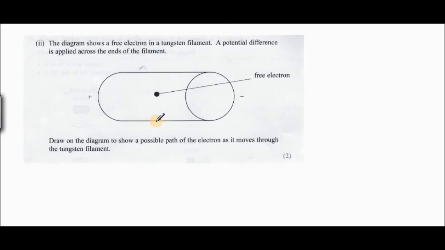The diagram shows a free electron in a tungsten filament. A potential difference is applied across the ends of the filament. Draw the diagram to show a possible path of the electron as it moves through the tungsten filament. Because this electron is moving due to collisions in random directions, you can just draw something like that. It's random, and this zigzag path is due to the collisions. You can draw some other path, that's fine.